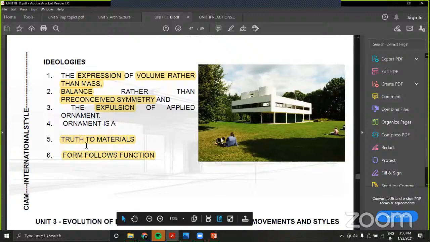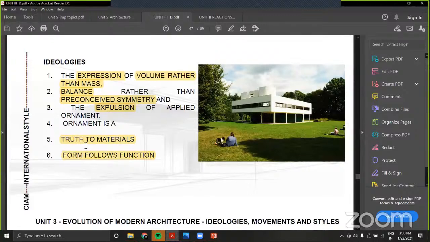So for the international style, they had truth to materials, that is the exposition of materials, and also form follows function became one of the principles in that period. The expression of volume rather than mass, since expressionism concentrated more on the mass and the international style concentrated more on the volume. So volume in the sense of the spaces. Balance rather than preconceived symmetry, since they wanted a balanced kind of building rather than the symmetrical type.